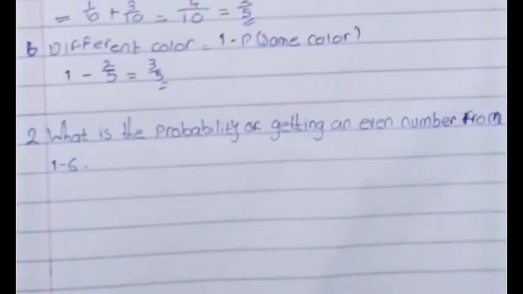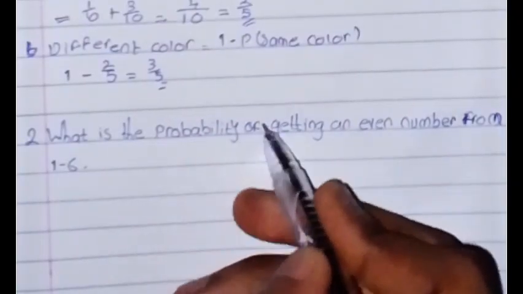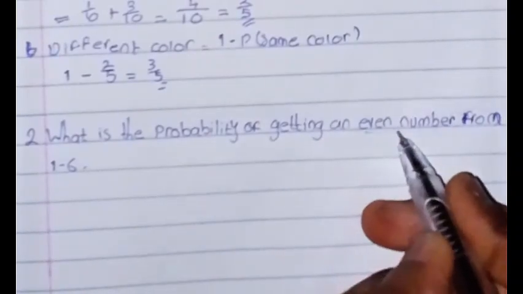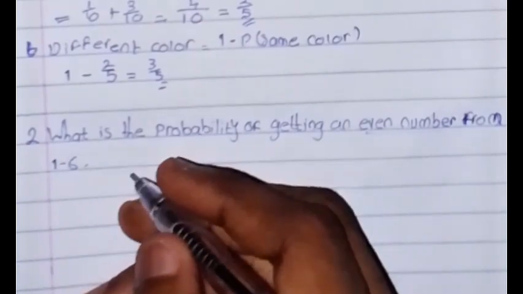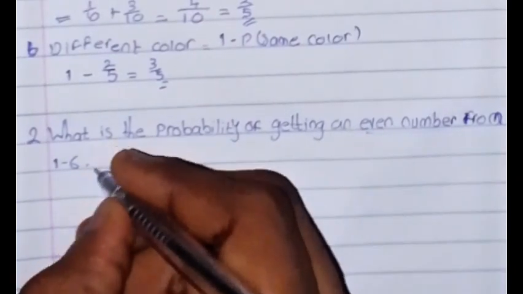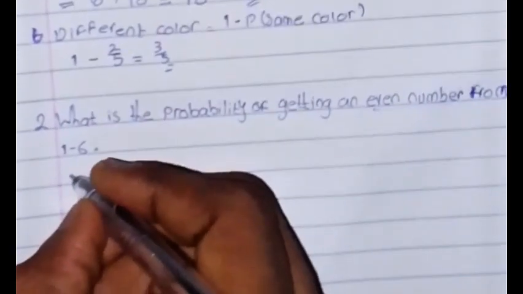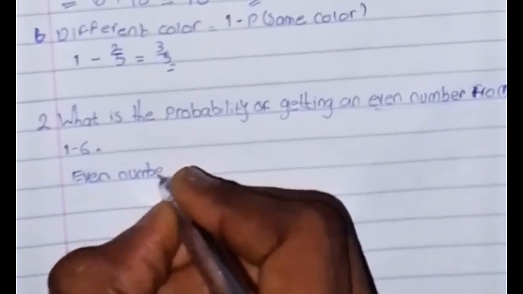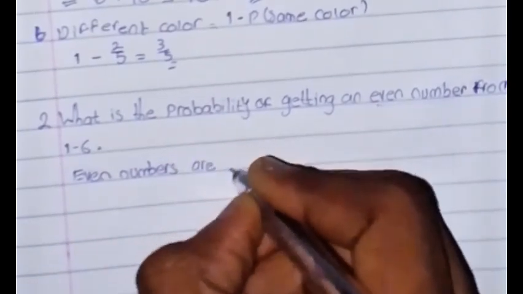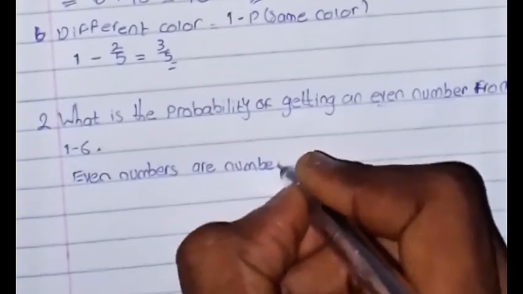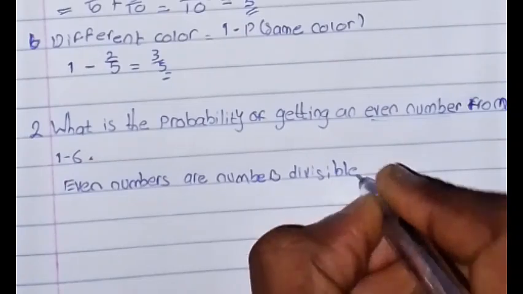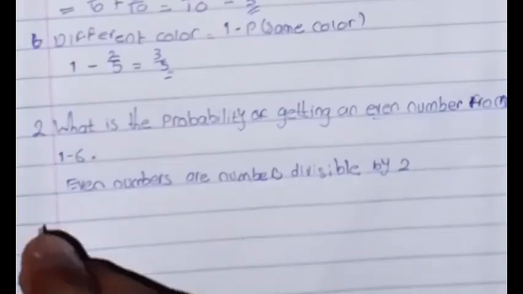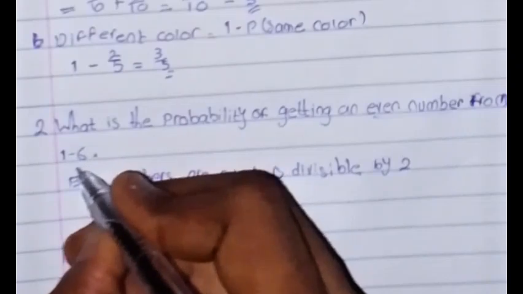Question 2. We have, what is the probability of getting an even number from 1 to 6? Now, first of all, we must identify what are even numbers. Let's write that down. Even numbers are numbers divisible by 2.